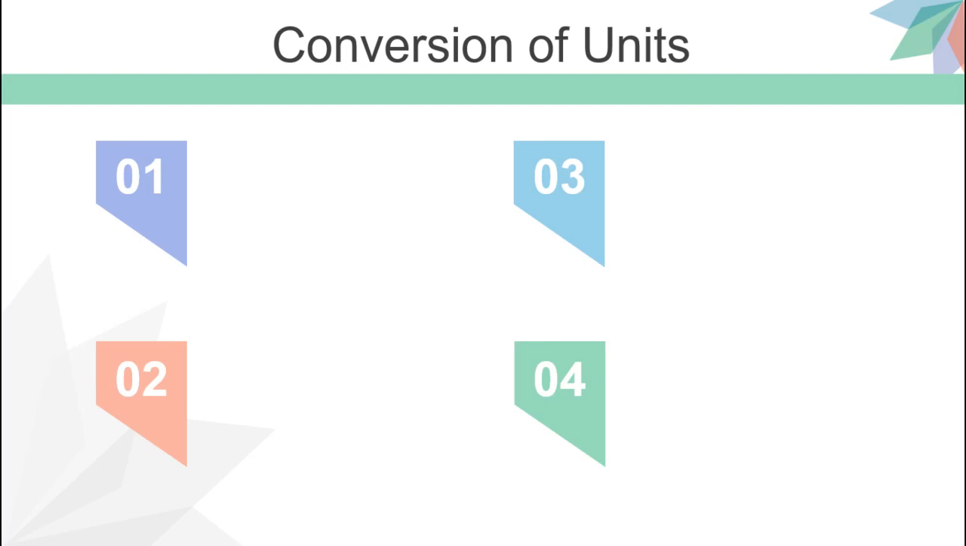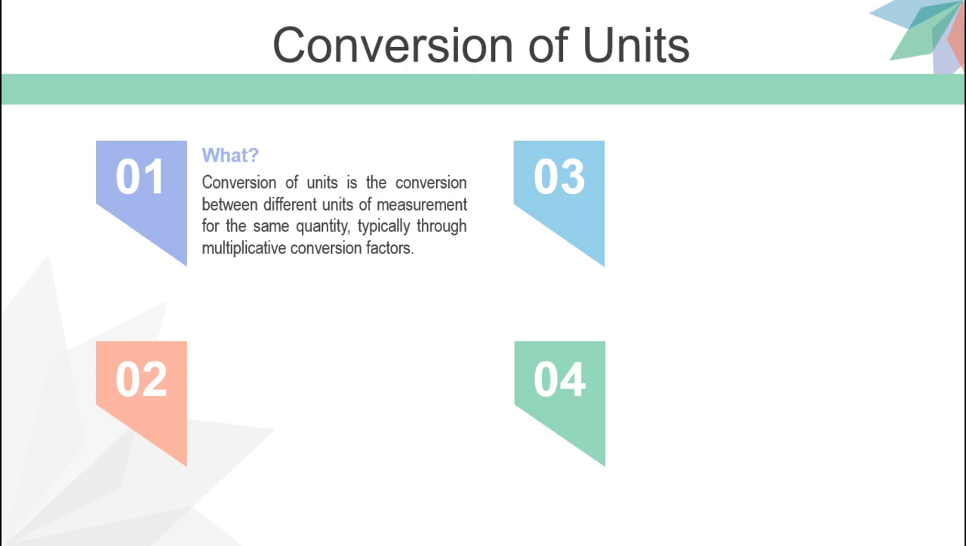To continue with our lesson, let's move on to conversion of units. This lesson is one of the favorites of the students. Now, conversion of units is the conversion between different units of measurement for the same quantity, typically through multiplicative conversion factors. So when we say conversion, they have the same value but are just expressed in different units of measure. Like one is in meters, the other is in kilometers.